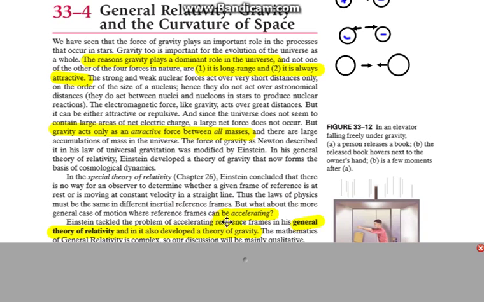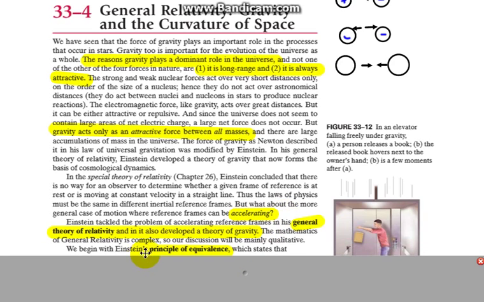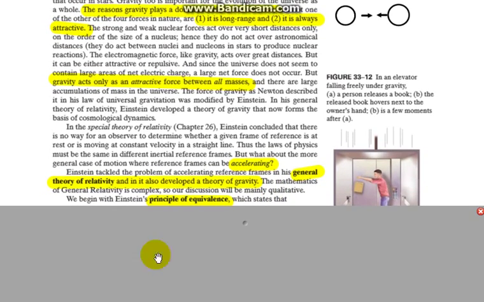But what about situations when we're accelerating? So when rocket ships decelerate or accelerate or turn directions. Einstein tackled this problem of accelerating reference frames in his general theory of relativity, and it also developed a theory of gravity, which is quite interesting. The mathematics of general relativity is complex, so we'll just look at qualitative concepts here.